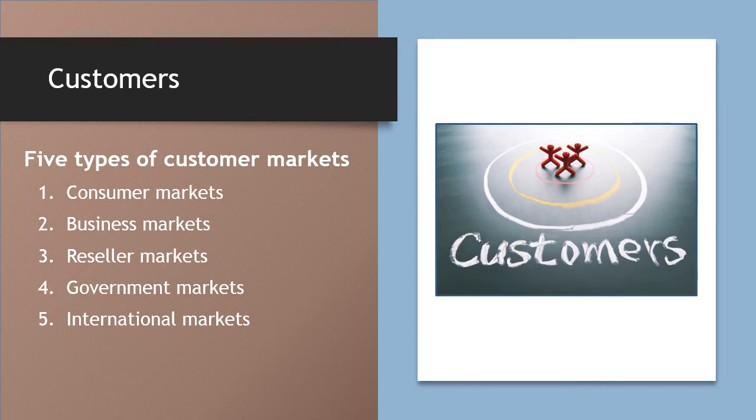People quite often don't think about the government markets, but they basically consist of government agencies that buy goods or services to produce public services. This is the largest single purchaser in the United States. International markets are just sort of what they sound like. They basically consist of buyers in other countries, including the consumers, the producers, the resellers, and the governments in other marketplaces outside the U.S.